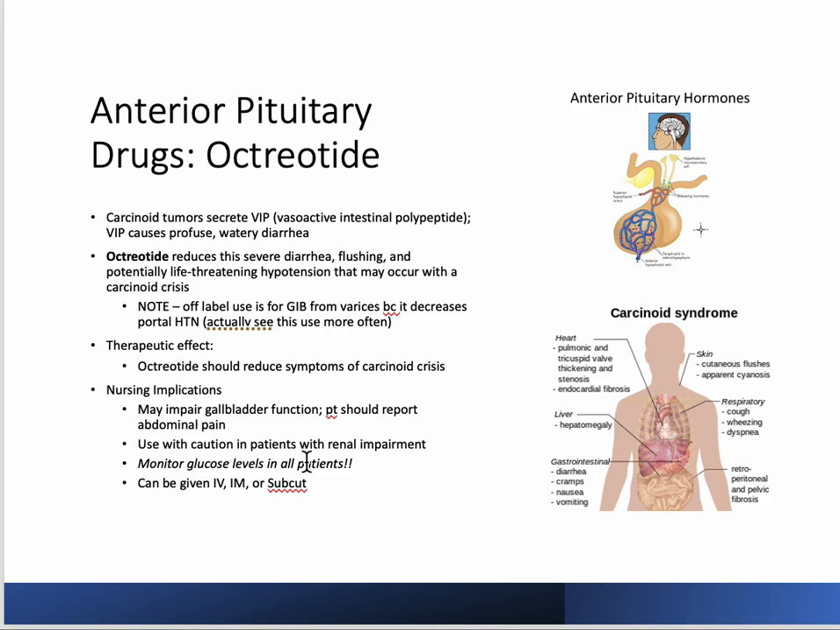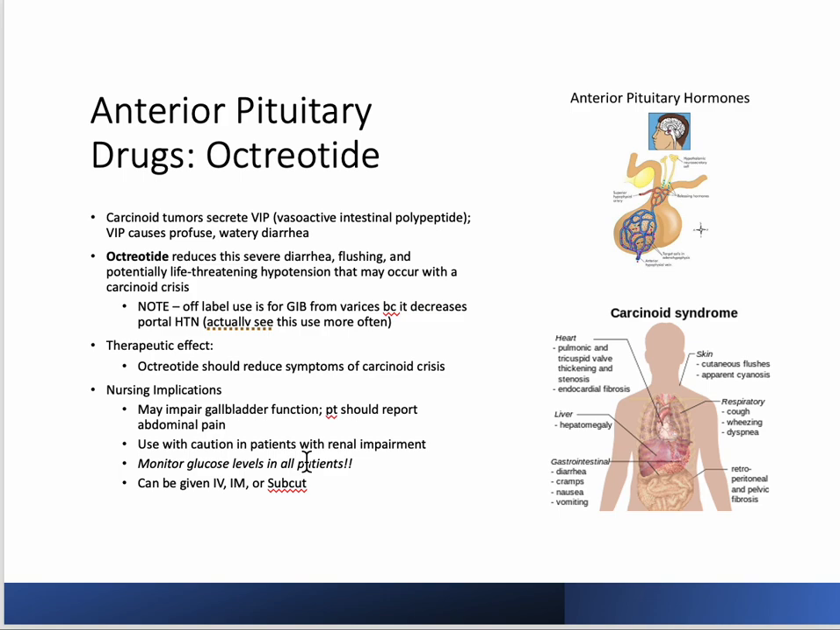And so it is very dangerous for somebody who's already malnourished, okay? Because they've got cancer, right? And so we have to be very careful with those patients. And so this is life-threatening. In addition to diarrhea, it does cause hypotension. Then they get dehydrated, which causes their blood pressure to drop even more. So octreotide reduces those symptoms, okay?